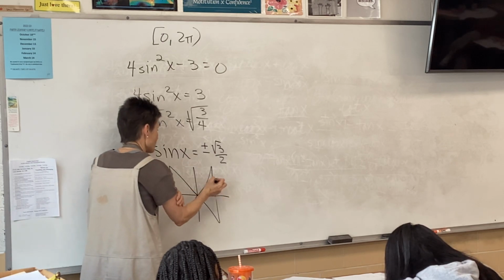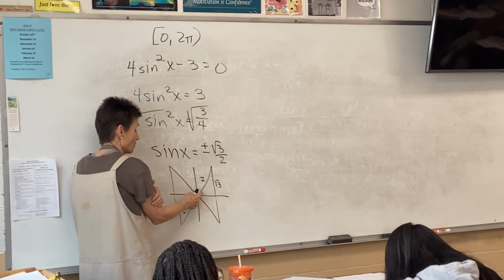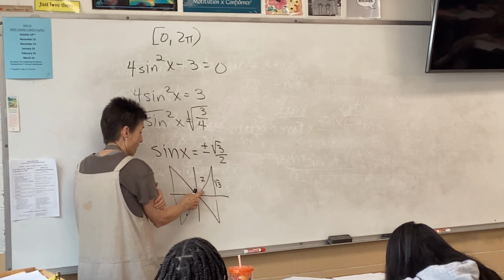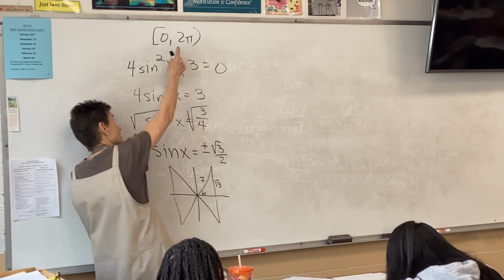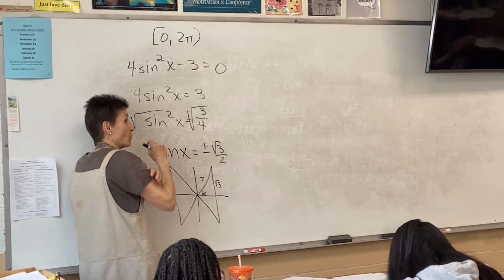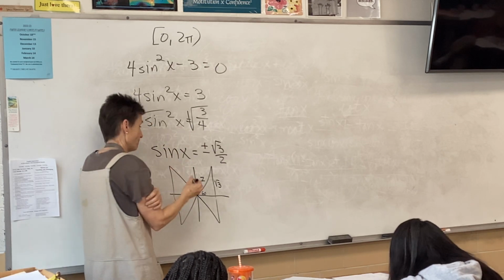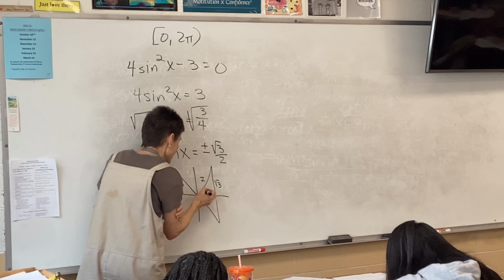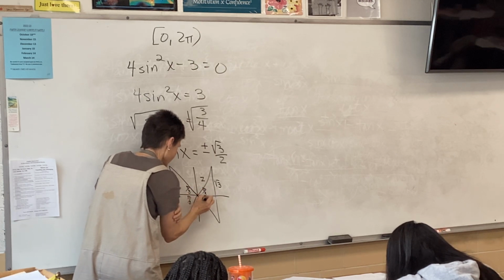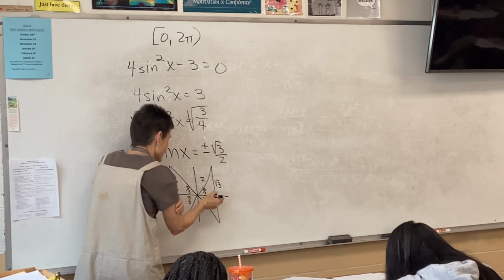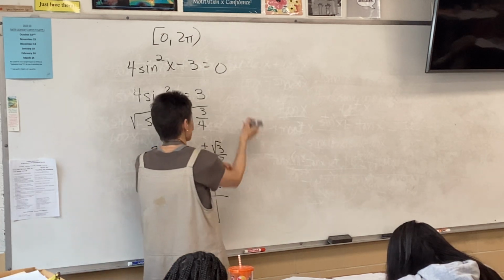And opposite is root 3, and hypotenuse is 2. How big is that reference angle for a triangle like that? 60. But we are in radians for this problem, so instead of 60, we'll say pi over 3. So all of these angles are pi over 3s. So in quadrant 1, the black one there, it is pi over 3.